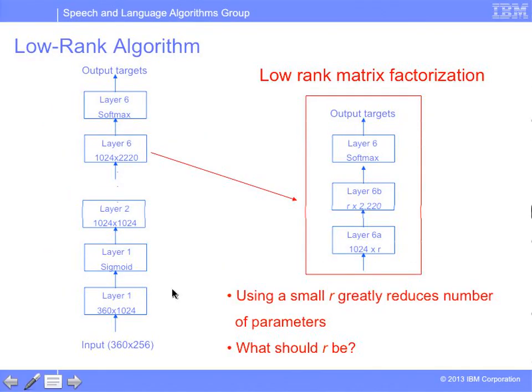We have our network here, where each layer is a linear weight multiplication and then a nonlinearity. Let's look at the last layer here. The last layer is 1,024 by 2,220. We're going to represent this as 1,024 by R, and then R by 2,220. So we haven't changed the number of context-dependent states here. And then we put this through the softmax. If we choose R to be small enough, we can greatly reduce the number of parameters.